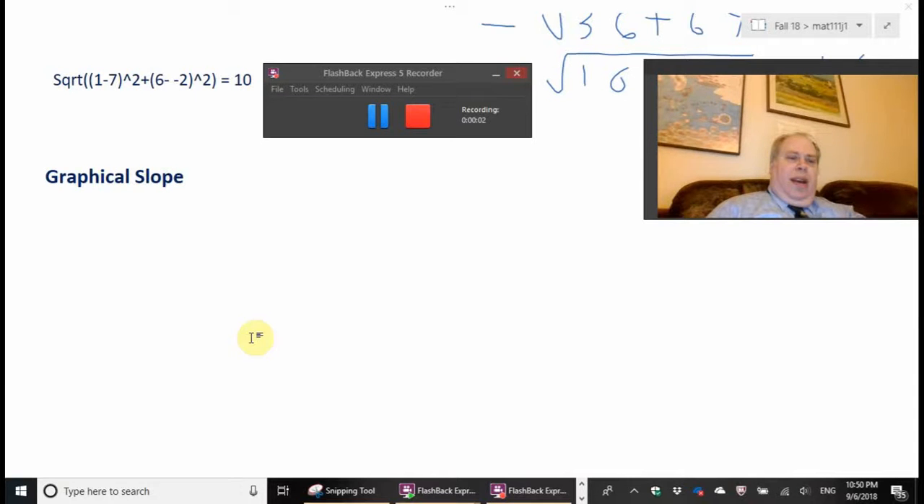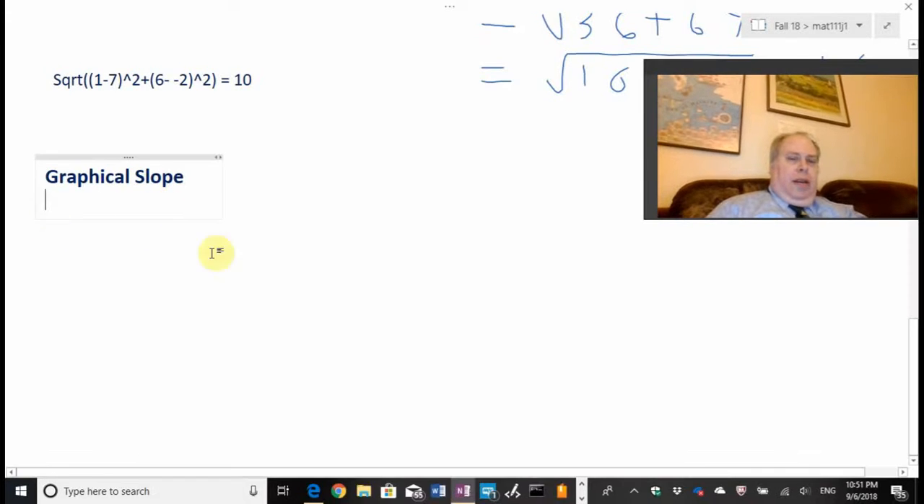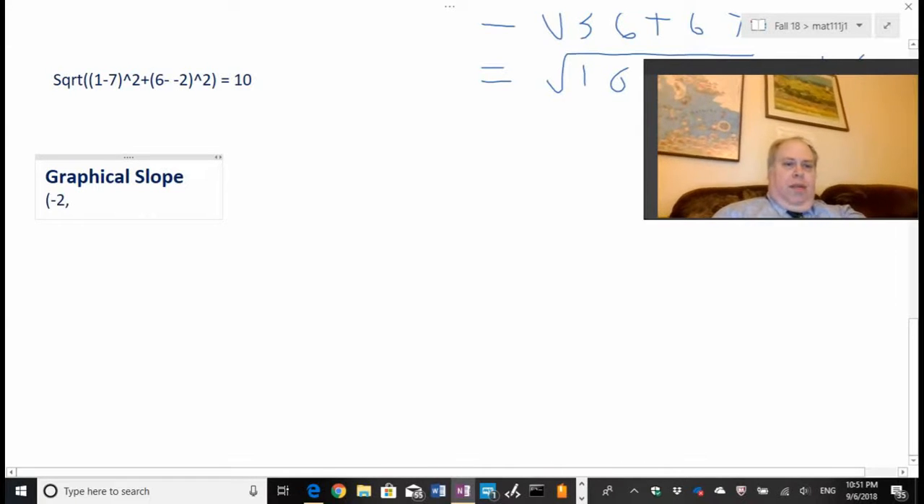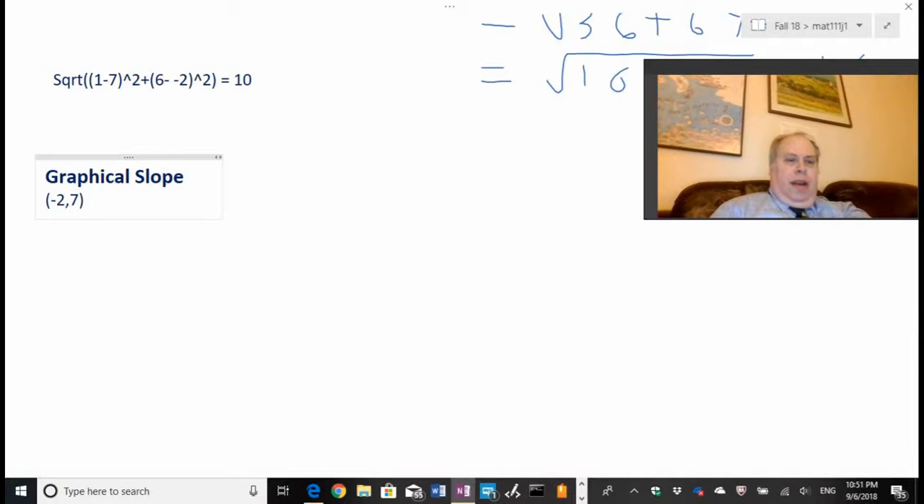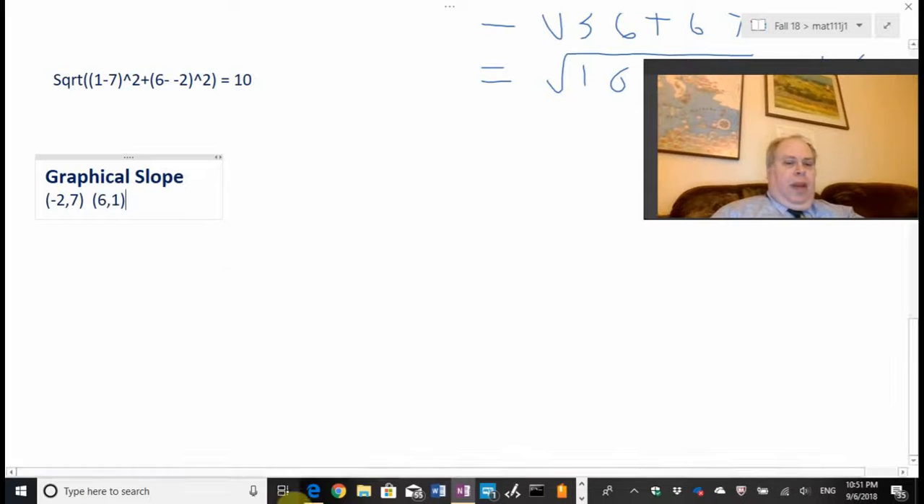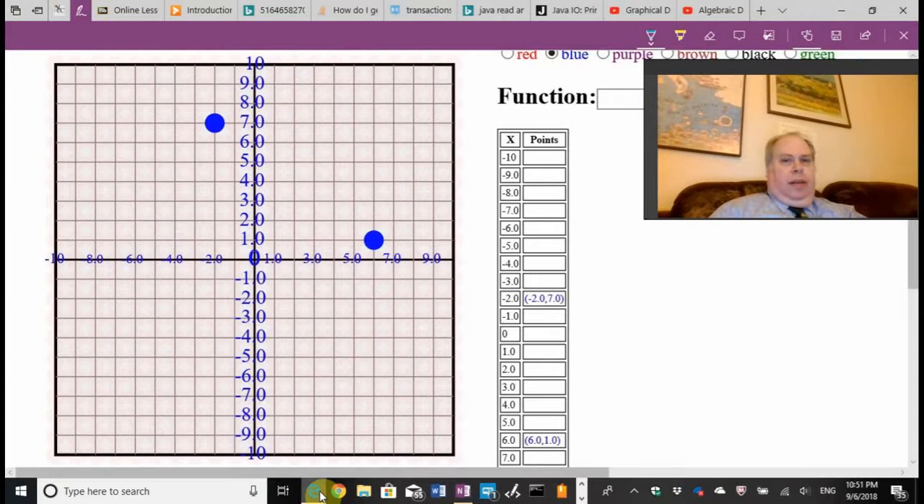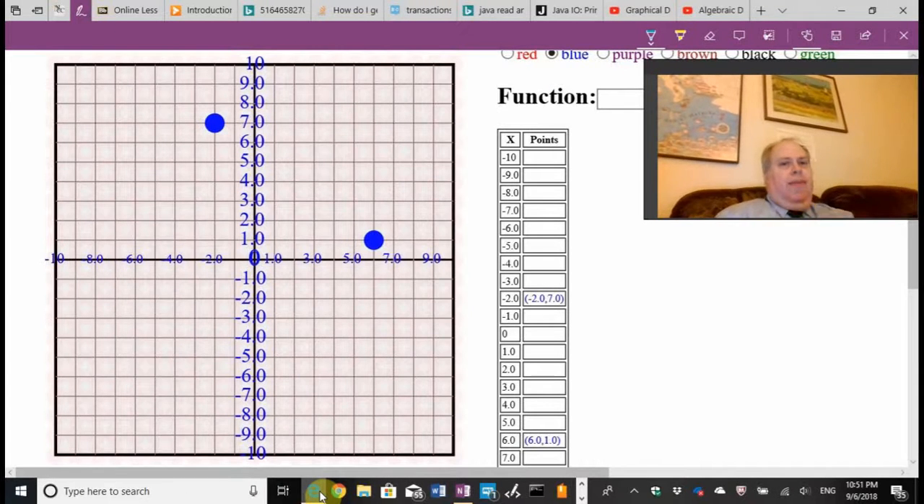Hi guys. Now this lesson is about finding the slope graphically. So I'm going to take 2 points and I'm going to use (-2, 7) and (6, 1). And I've already put these points on a piece of graph paper over here.